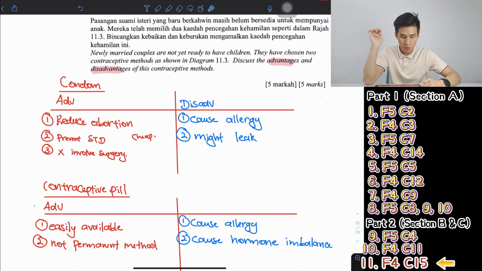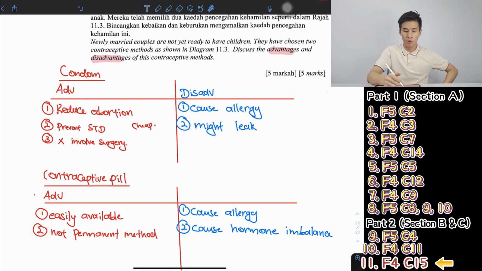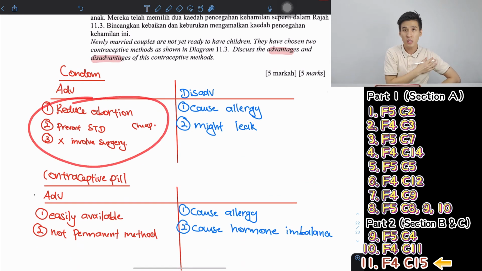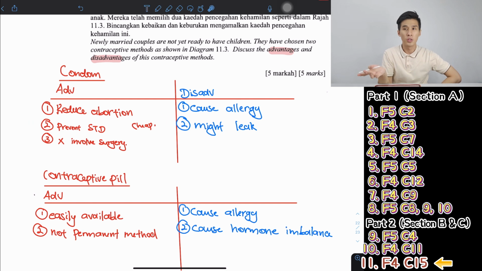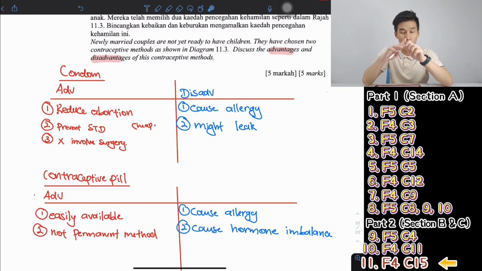Okay, for the contraceptive pill, if you want to separate the advantages, you cannot repeat the advantages from here. If you repeat, they will only give you 1 mark. So contraceptive pills are very easily available. Most pharmacies have them, and it's not a permanent method. It's not like tubal ligation, which is a method where you cut the fallopian tube. This one doesn't need any cutting.